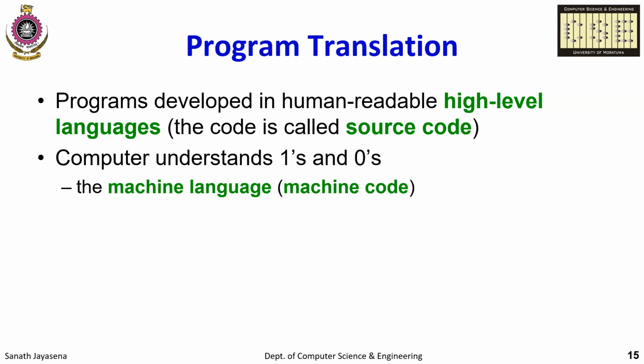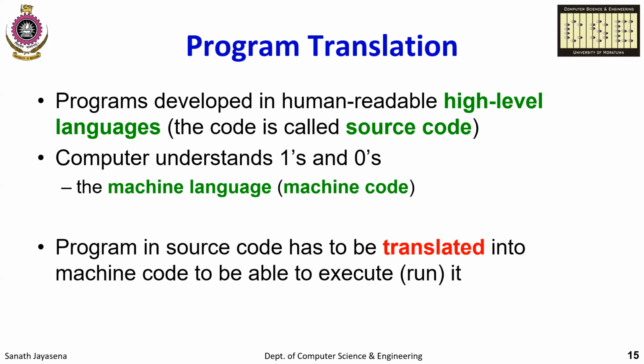Now, what does this mean? We develop programs in high-level languages. Machines understand machine language. So there is actually a mismatch. So what does this mean? The program in high-level languages, the source code that we get, has to be translated into machine code so that we can execute the program on a computer.